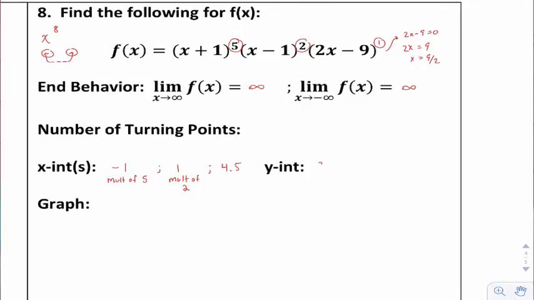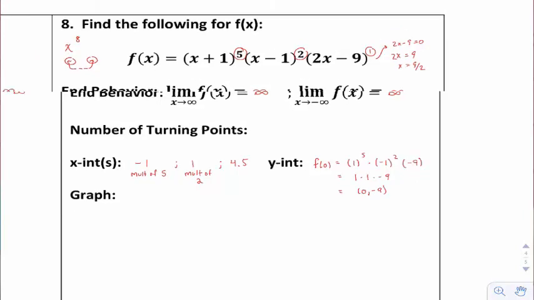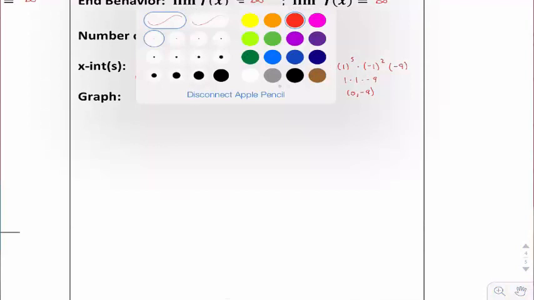Your y-intercept is basically just f of 0. So that's going to be 0 plus 1, so 1 to the 5th, times 0 minus 1, so negative 1 squared, and then 2 times 0 minus 9, so negative 9. So this ends up being 1 times negative 9, and here you go. So there's your y-intercept. The only thing I don't have is my turning points. We'll get that when we see our graph, but let's go ahead and put that on here.